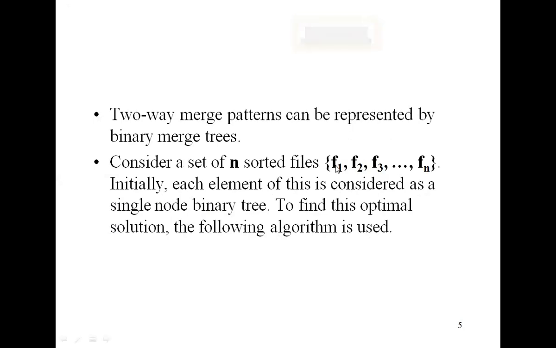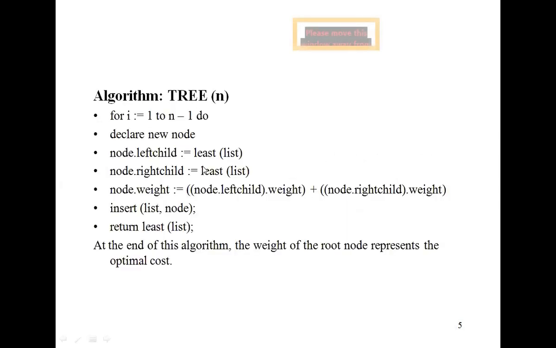So sorted files F1, F2, F3 up to Fn. Algorithm tree of n. For i equal to 1 to n minus 1, do: declare a new node. Node dot left child: what is the left child of the node? That is least of the list, since we are taking the least element of the list.